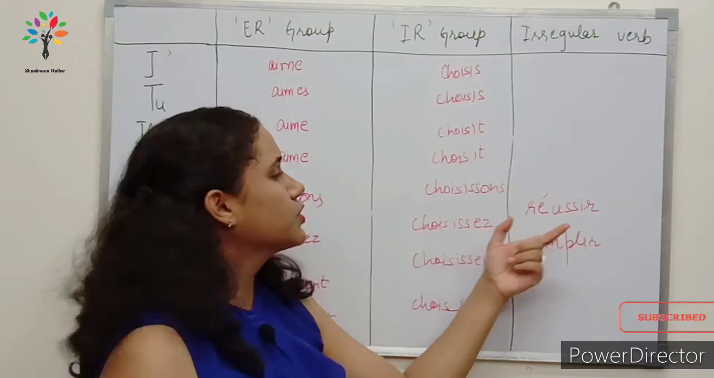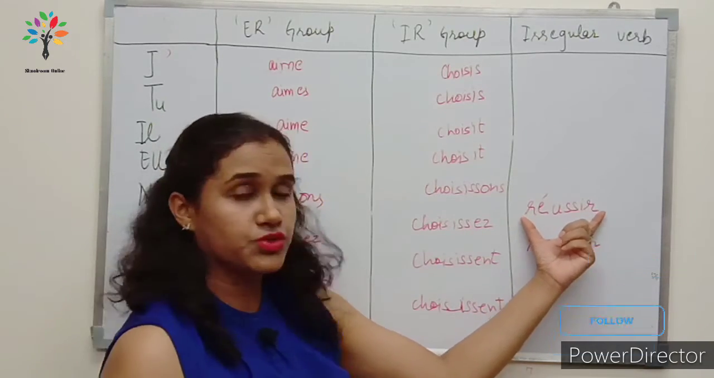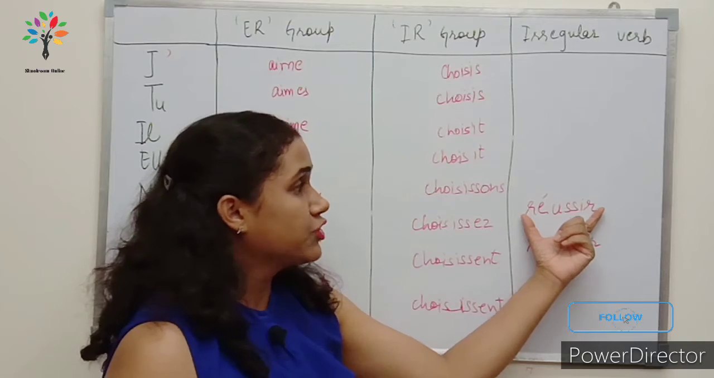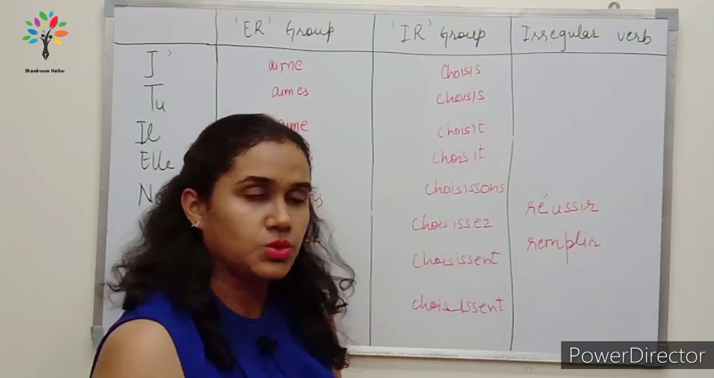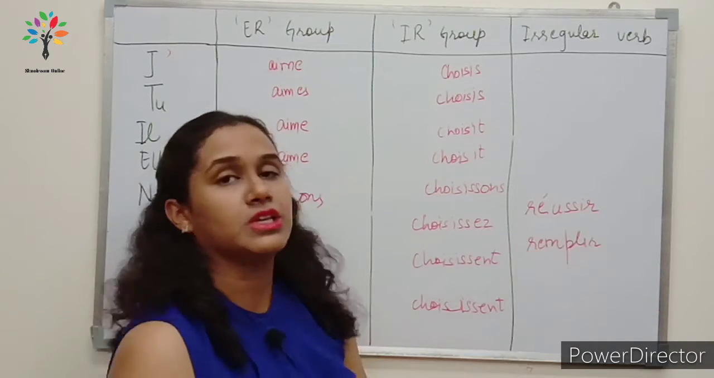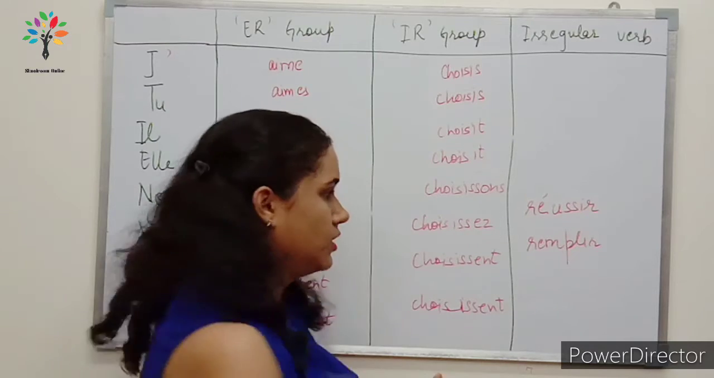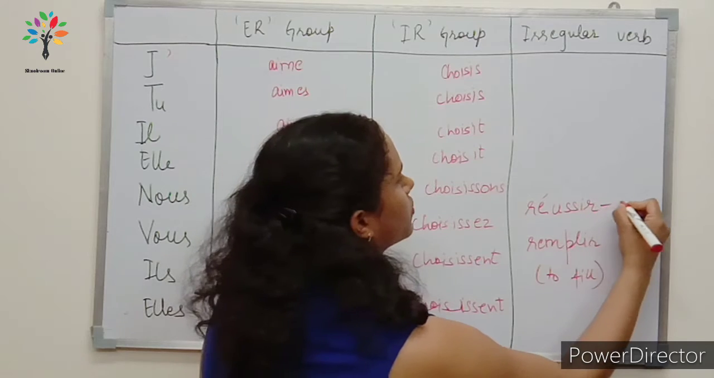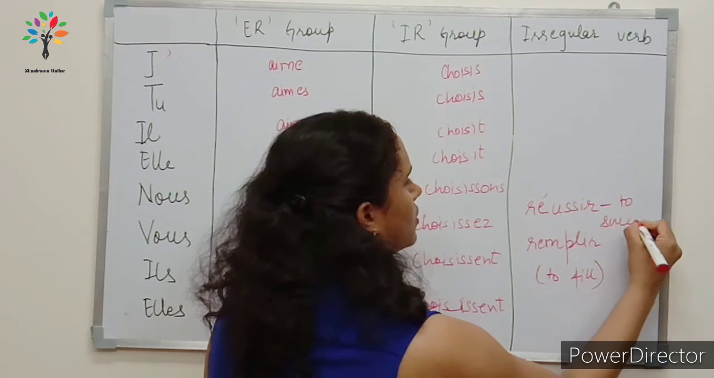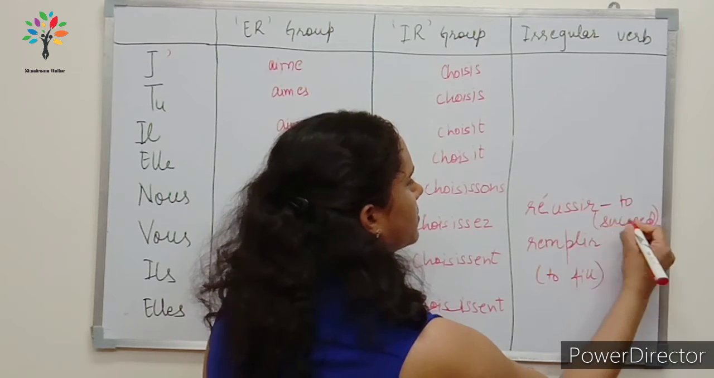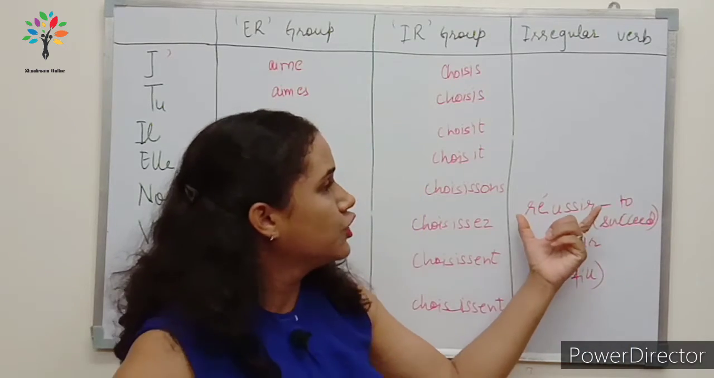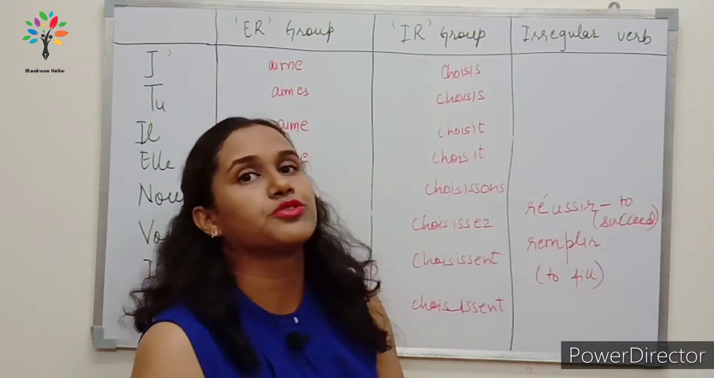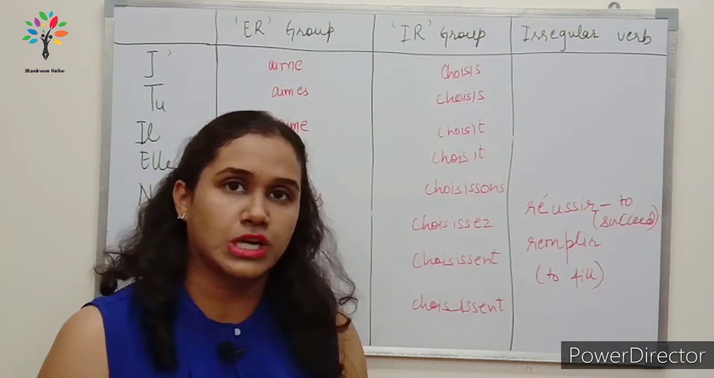So for practice, you can conjugate these two verbs, réussir and remplir. Réussir means to succeed, and remplir means to fill. You can conjugate these two verbs, and if you face any problems, you can leave your doubts in the comment section.